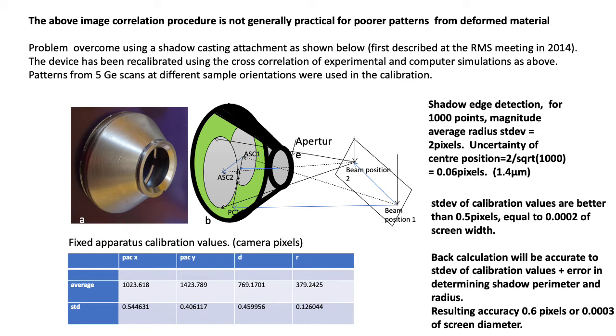We need to calibrate 4 parameters of the shadow casting apparatus, and here are the results for 5 differently orientated germanium specimens. These are the standard deviations over those 5 of these parameters, and we see that they're all better than half a pixel. If we put these errors together, that is the error in determining the shadow perimeter and the error in the calibration, then the resulting accuracy of finding the PC and Z star values is 3 parts in 10,000 of the screen diameter.